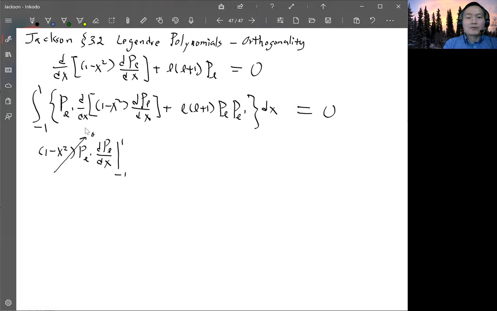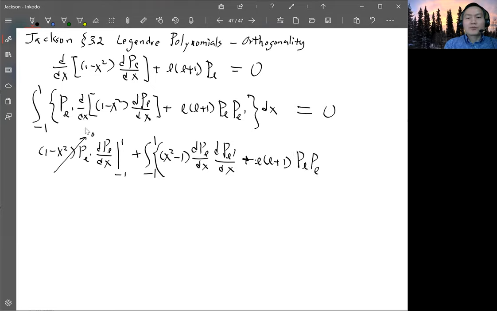You can group those together, it becomes the integral from minus 1 to 1. You can use the negative sign to flip the order, becoming (x squared minus 1) dP_l/dx dP_l'/dx, plus l times (l plus 1) P_l P_l', and that equals 0. That is how you get this from the Legendre equation. But you can also start with l prime in the first equation and multiply by P_l, and get an equation, basically just interchanging l and l prime.